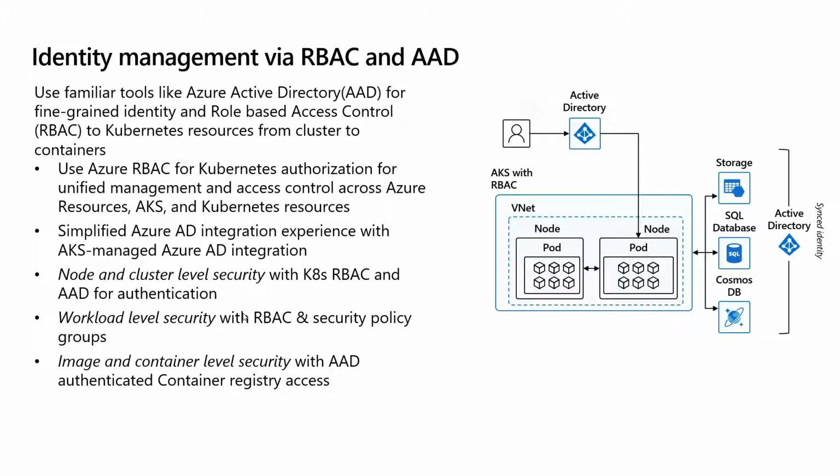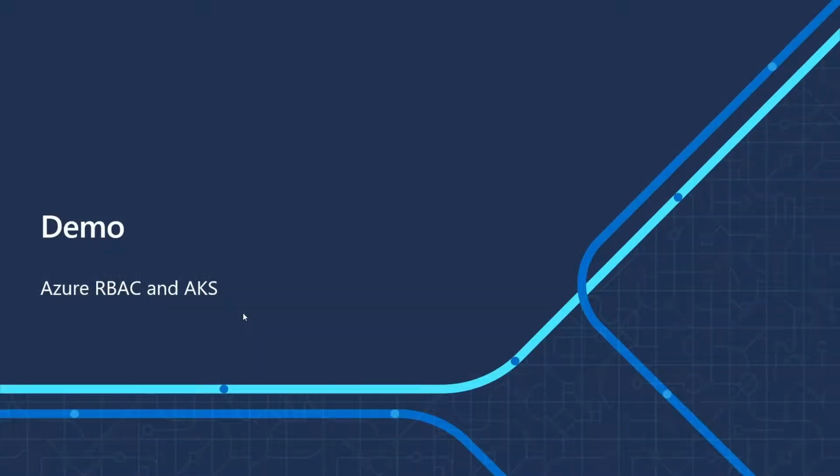On top of that, AKS now supports direct integration with Azure RBAC. This allows you to use Azure RBAC roles to control access to your AKS clusters. As with other Azure resources, you can leverage the built-in roles like reader, writer, or admin, or define your own custom roles. Let's take a look at how Azure RBAC and AKS work together.